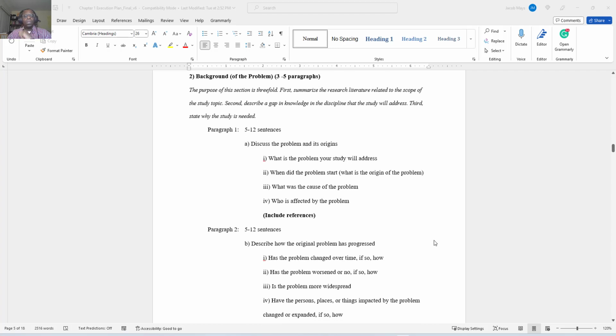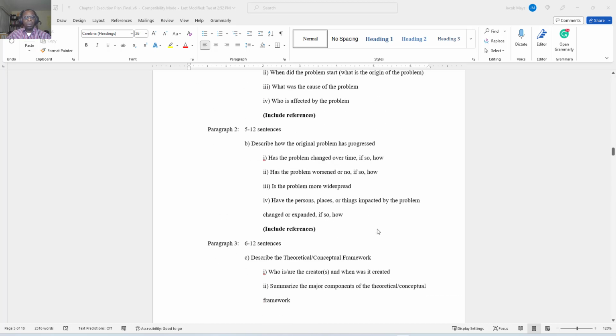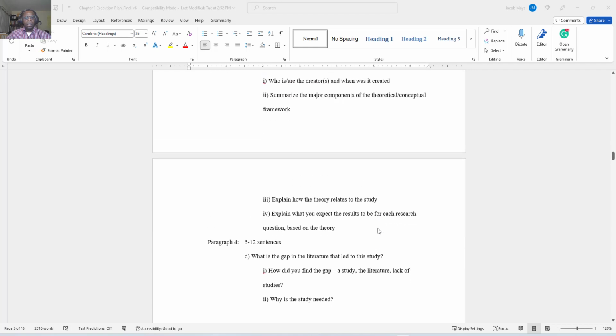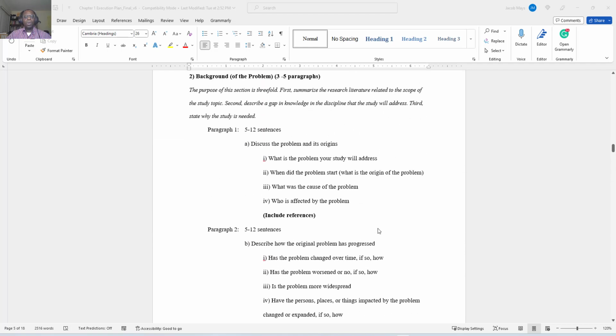All right. So this is the second section inside of chapter 1. It's called the background section, or sometimes it's called the background of the problem or the background of the study. Okay? Now, the purpose of this section is threefold.